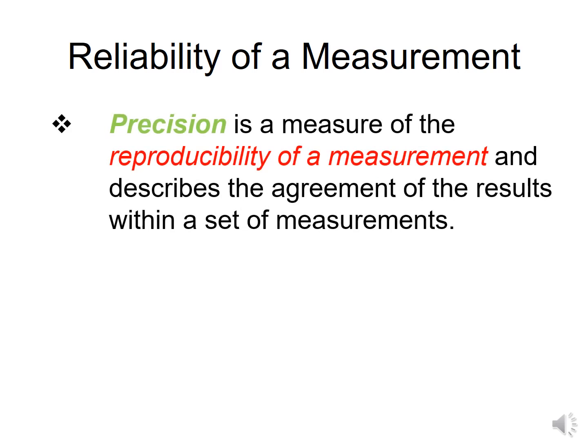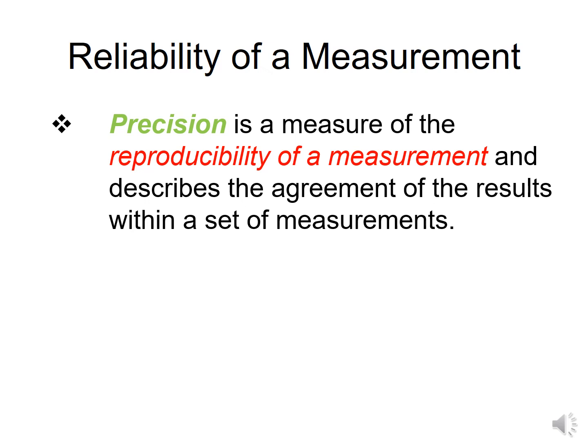One is the precision of the measurement, which is a measure of the reproducibility of a measurement and describes the agreement of the results within a set of measurements. What do we mean by that? Well, let's say that you weigh an object 10 times in a row. You'll find that if you have a fairly sensitive balance, the result that you'll get after every measurement will not be exactly the same. There'll be a certain variability. And the greater the variability, the less the precision. The closer the measurements are to each other, the more they agree with each other, the greater the precision.